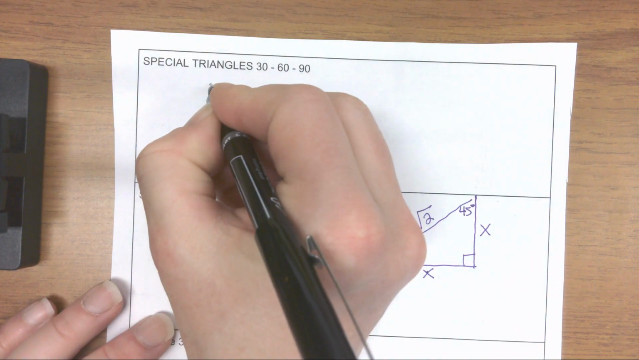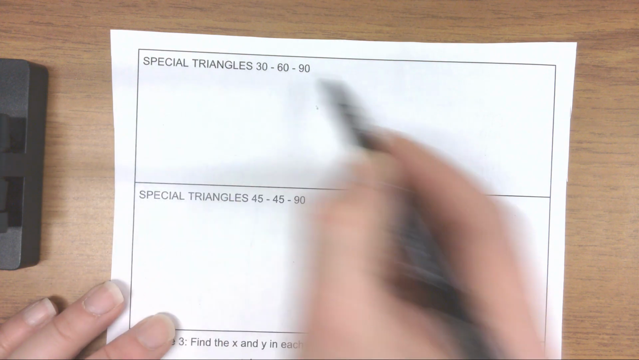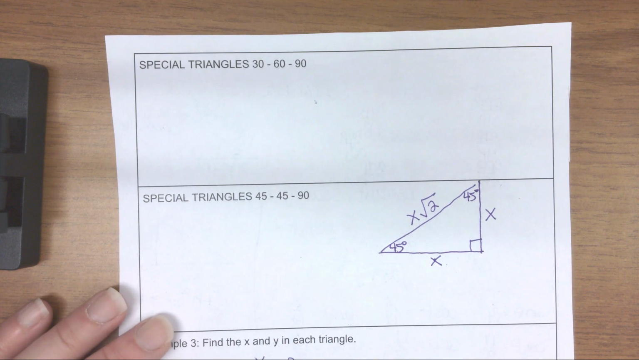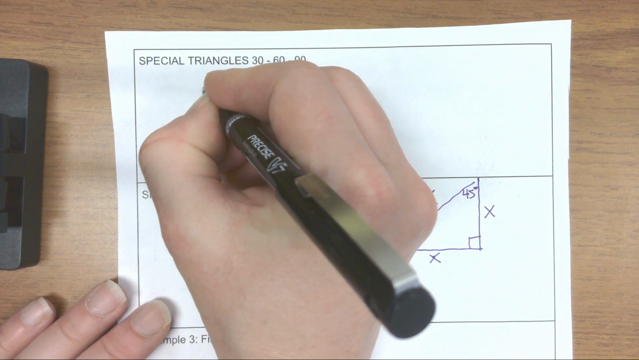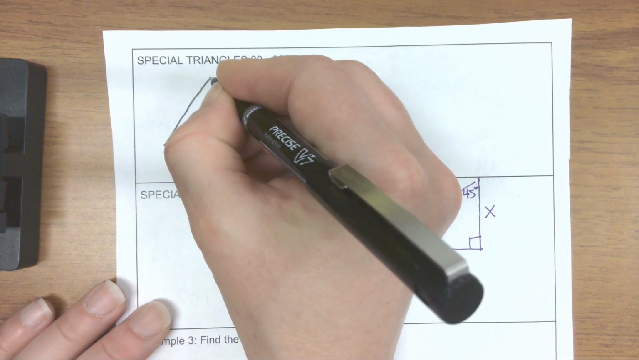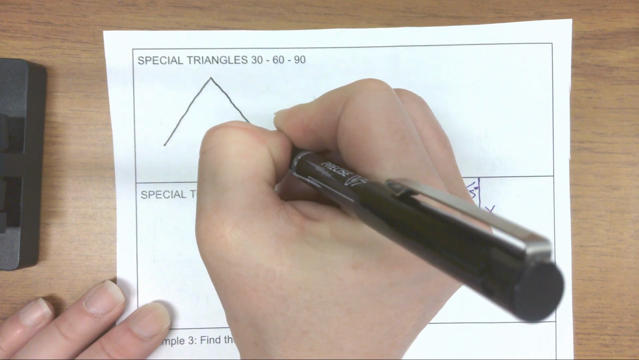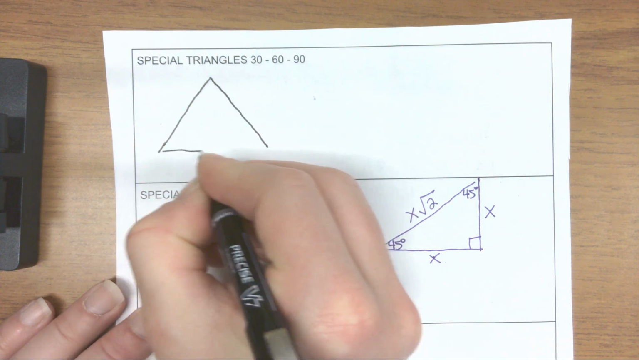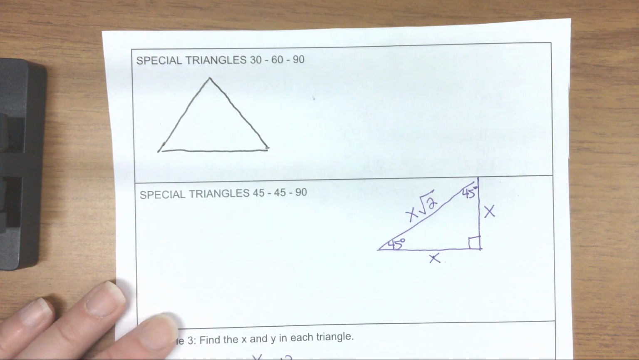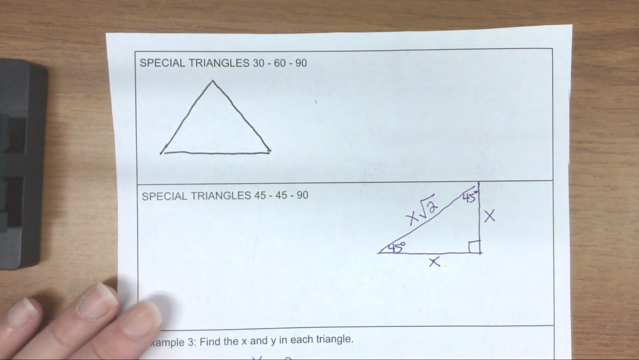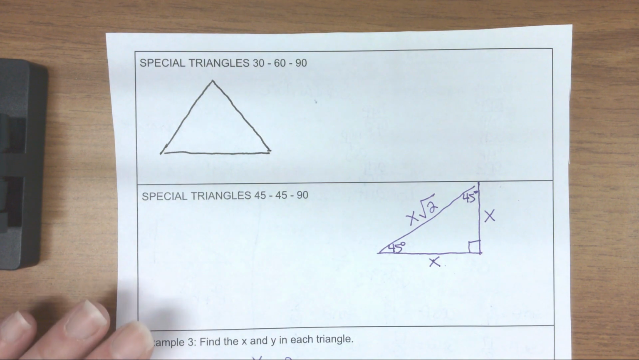So special right triangle, 30, 60, 90, they come from an equilateral triangle. So try your best to draw an equilateral triangle if you're going to draw this, which is not a right triangle. Can somebody tell me what an equilateral triangle is? Turn and talk to somebody if you know what it is. What's an equilateral triangle mean?